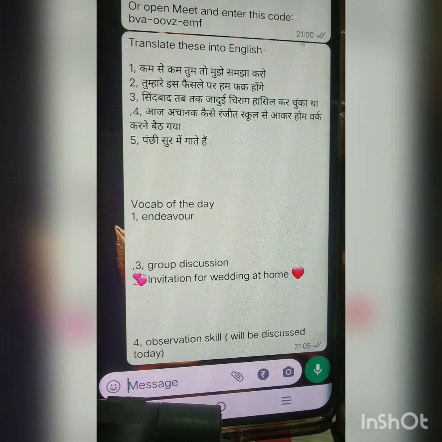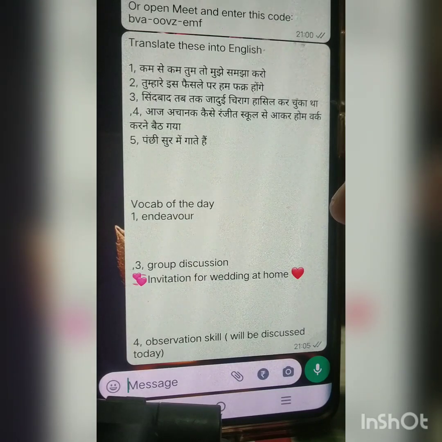It is past perfect tense. And Sindbad had accepted the magic lamp until... What is the spelling here? Accepted, or what you have told? Accepted, A-double-C-E-P-T-E-D. It is not accepted here. Hasil kar chuka tha. Hasil karna means? Achieve, or you can say own, O-W-N, own.